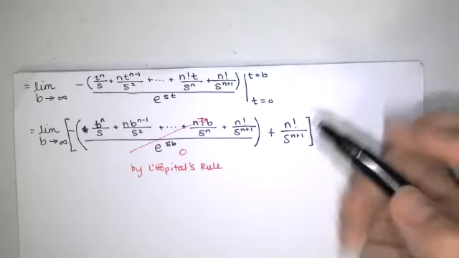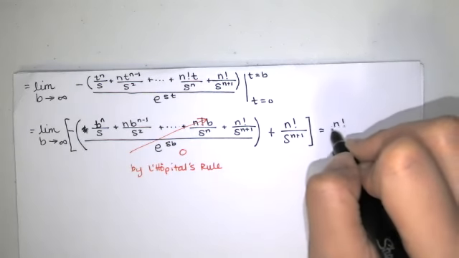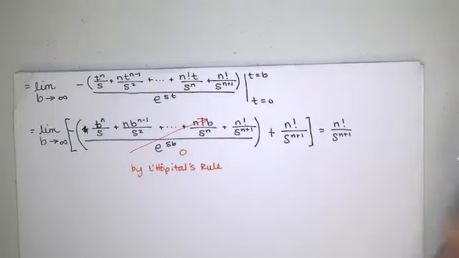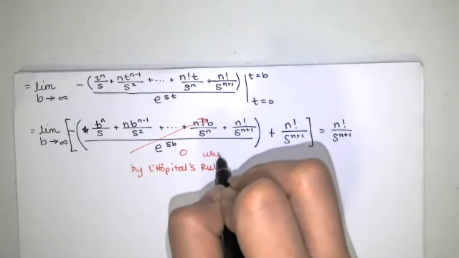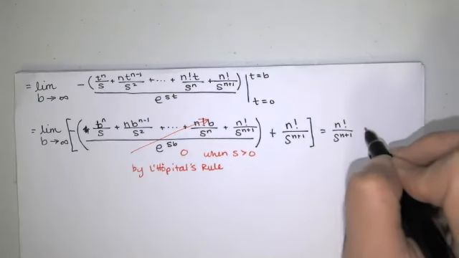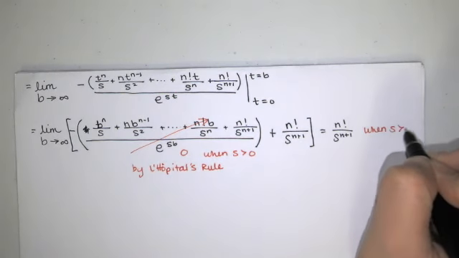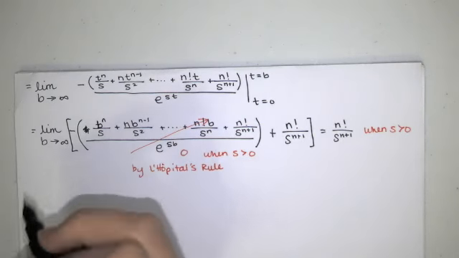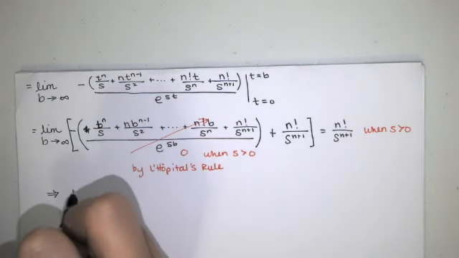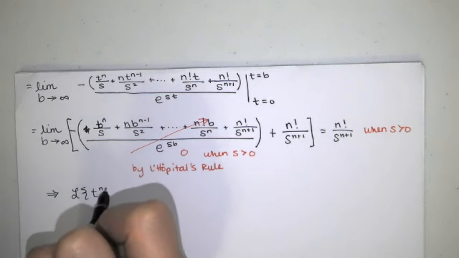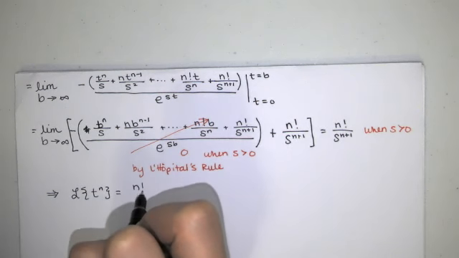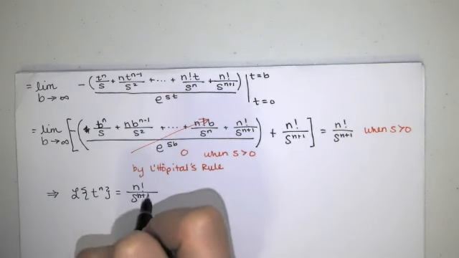And so we get n factorial over s to the n plus 1. And this is only true when s is positive. So the Laplace transform of t to the n is n factorial over s to the n plus 1.